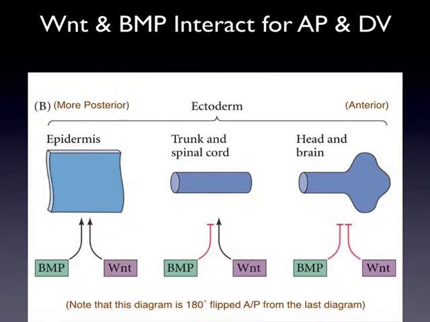All right, so just those two signals, by varying whether they're on or off, Wnt and BMP on, that's a signal to make skin, non-neuroectoderm. Having no BMP and no Wnt, that's a signal for forming central nervous system, cephalized central nervous system. Having Wnt but no BMP, that gives you trunk and spinal cord.